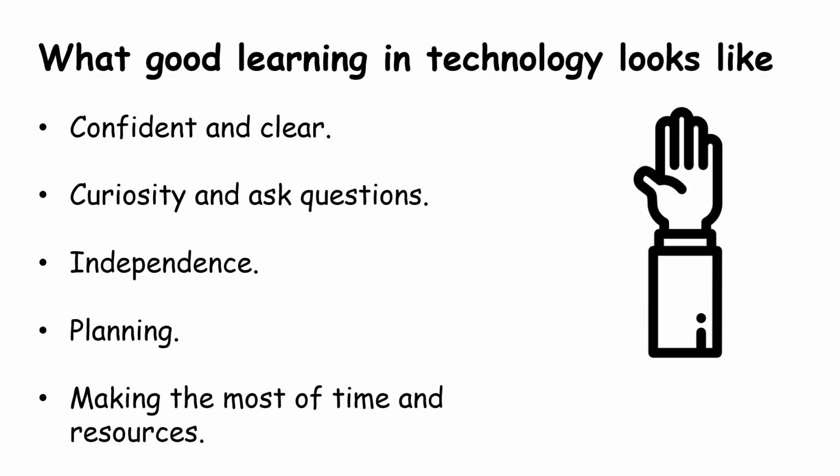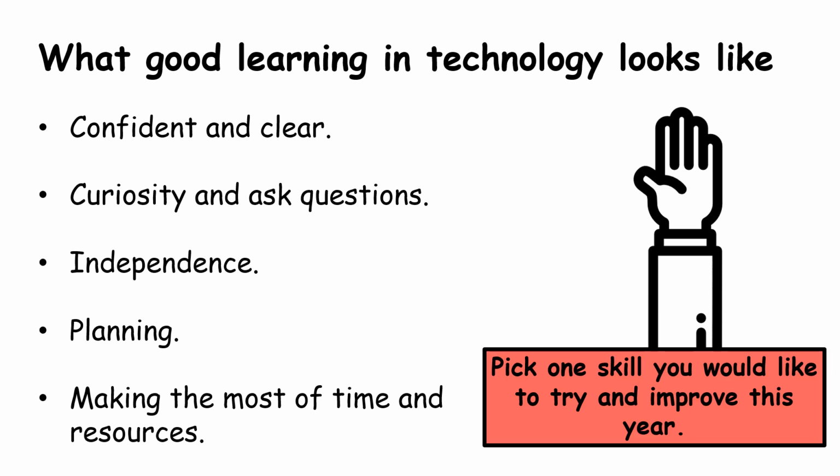So what does good learning look like in technology? So we are confident and clear. We've got curiosity and we ask the teacher questions. We show independence by thinking for ourselves and trying to answer the question before asking the teacher. We plan what we are going to put down and ensure that we write full sentences and making the most of time and resources. So pick one skill you would like to try and improve on this year. Pause the video and answer the question.